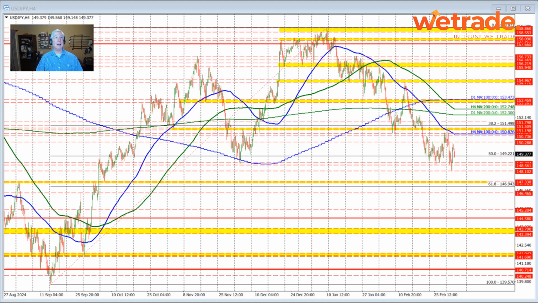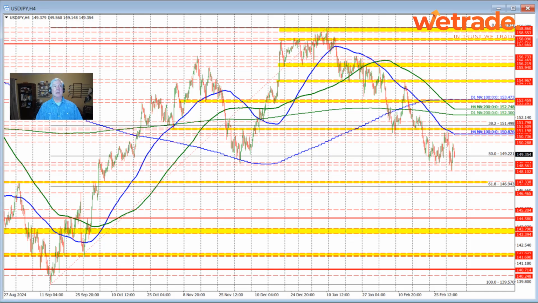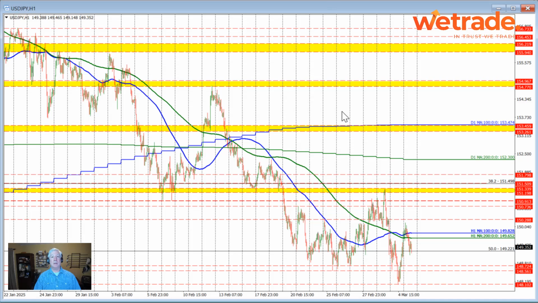Let's take a look at the hourly chart to get a view of it from the shorter term perspective. And here's the 22 level. You can see the little dips below, currently trading at 35, which doesn't seem that far away from this, given the scale of the moves for this currency pair. On the top side, we do have the 100-hour moving average. That's a blue line, and the green line represents a 200-hour moving average between 149.65 and 149.82.